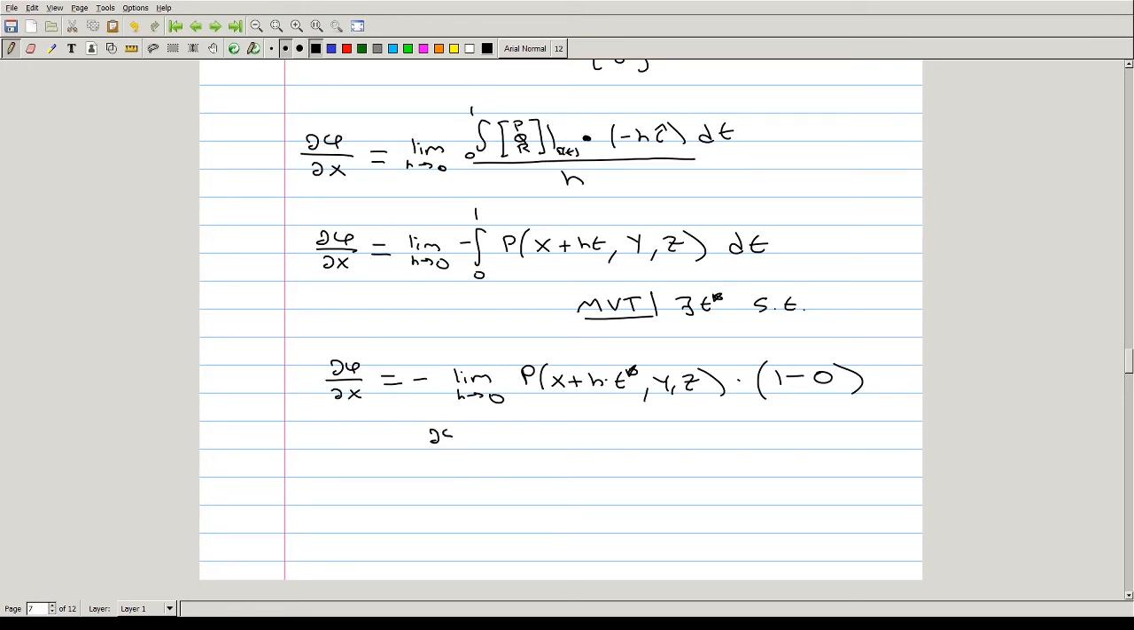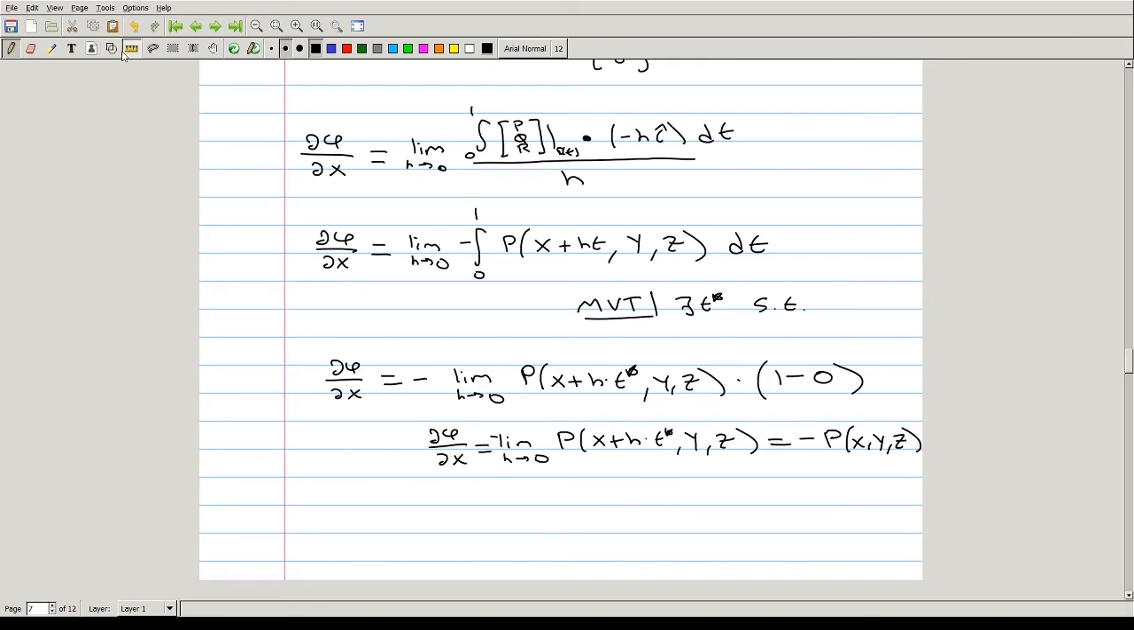And so d phi dx is equal to the limit as h goes to 0 of -1 times p of x plus h times t star, y, z. And the last thing to note here is that t star is between 0 and 1, so as h goes to 0, t star is constant. This is a continuous function, and therefore this is going to be the same thing as being equal to negative p of x, y, z.